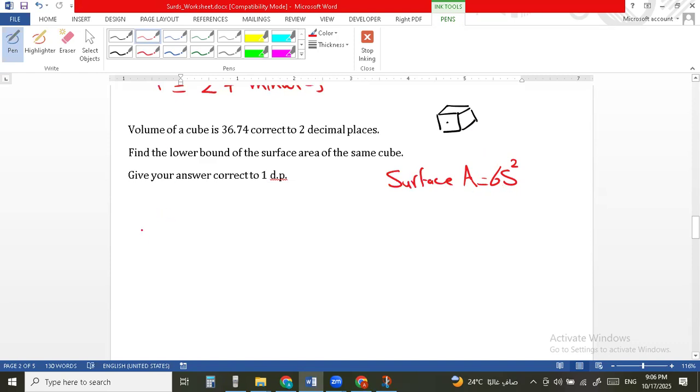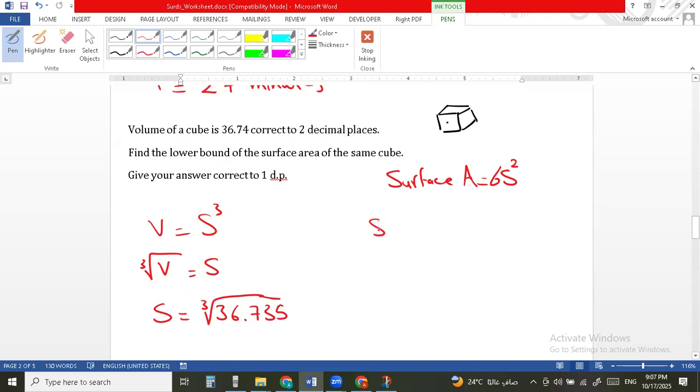No problem. I already know that the volume is s cubed. But if I want to find the side, s equals the cube root. I'm going to send the cube to the other side, but it's going to be the cube root of the volume. Okay, so s equals the cube root of the volume. What is the volume? 36.74. Okay, but remember, they want you to find the lower bound. So I went to the lower bound of this volume, which is rounded to two decimal places. So it is 36.735. This is the length of one side.